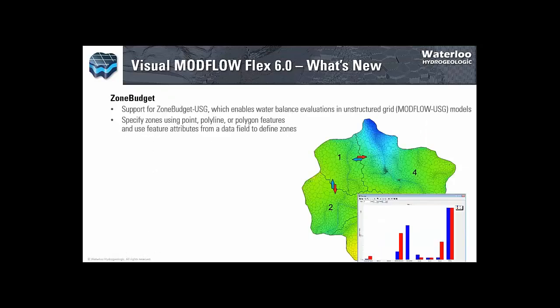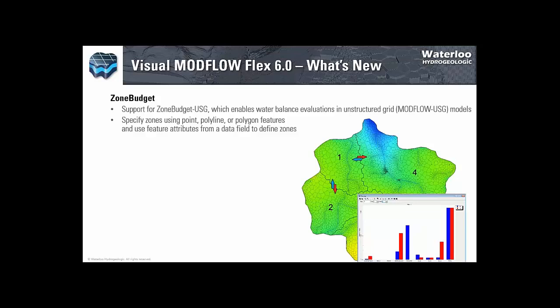We've also done some significant improvements around ZoneBudget, the first of which is supporting ZoneBudget for unstructured grids. You can also now use conceptual elements such as points, lines, or polygon features to define your zone budgets. And then if any of these features carry an attribute field that you want to use to define your zone budget zones, say you wanted to look at land use types, you could do something like that where if you had a set of polygons that defined land use and each one had a different or maybe non-unique land use type, then you could aggregate them that way.